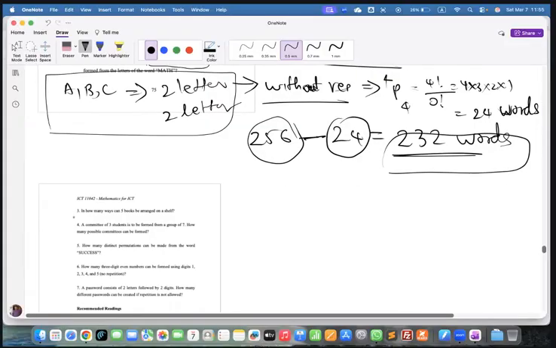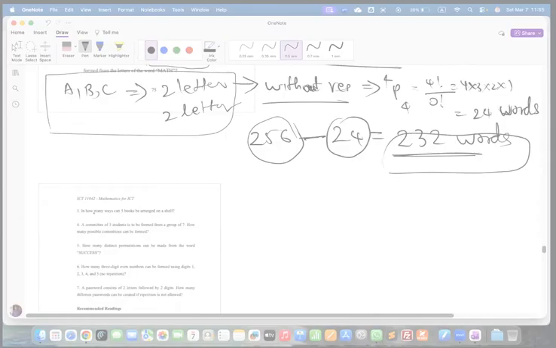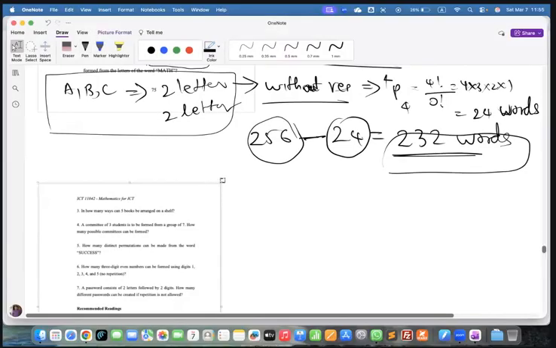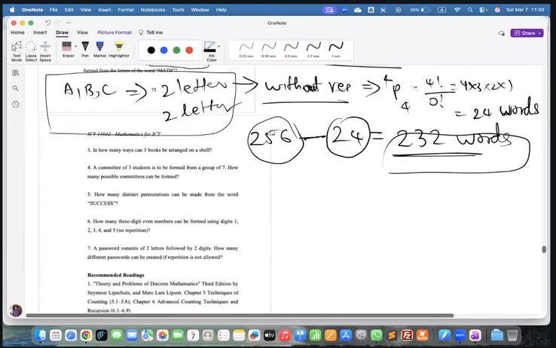Okay, the third question, right? In a bookshelf, there are 5 books. How many ways can you arrange them? In how many ways can 5 books be arranged in a bookshelf? So which type of question?